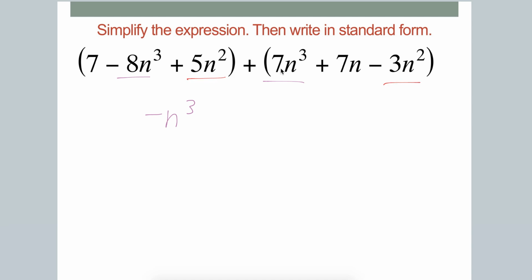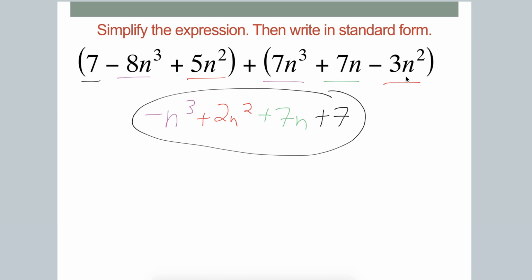Then we got n squared terms. So 5 and negative 3, we get a plus 2n squared. And then let's look at the n terms. Looks like it's just plus 7n. No other n terms to combine with. And then last thing is 7. Let's see, are there any other constant terms? Doesn't look like it. So then just plus 7.